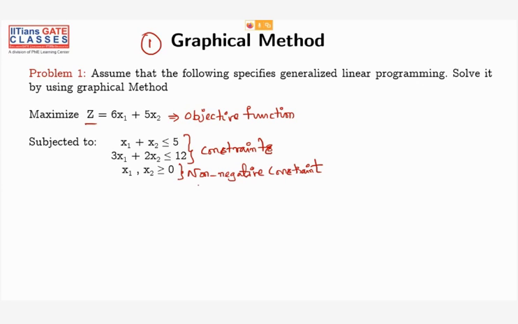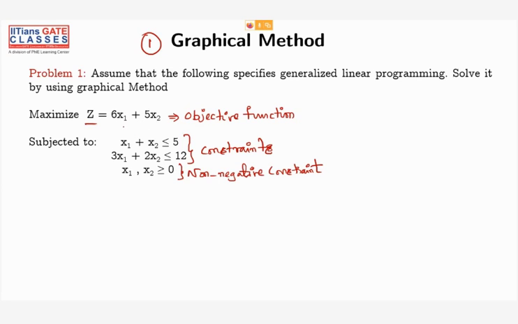Now, there are some methods that you have to follow to do this. Graphical means you have to use a graph, which can be a two-dimensional graph or a three-dimensional graph. Drawing a three-dimensional graph on 2D paper is very difficult, so the graphical method can be used only when we have two variables.